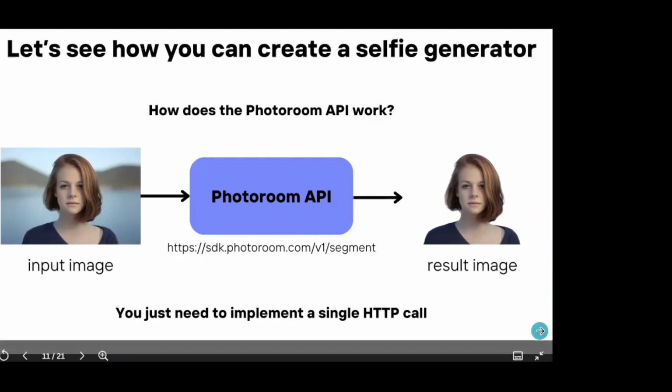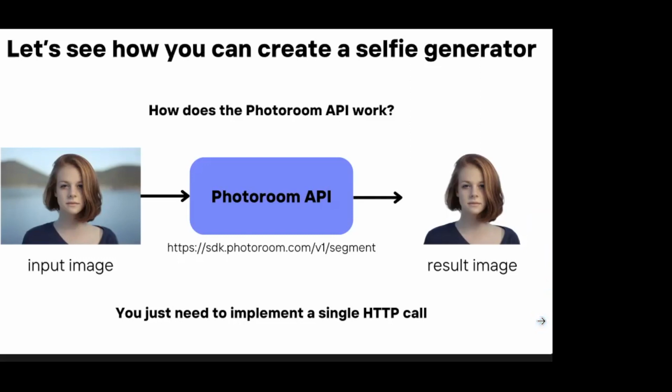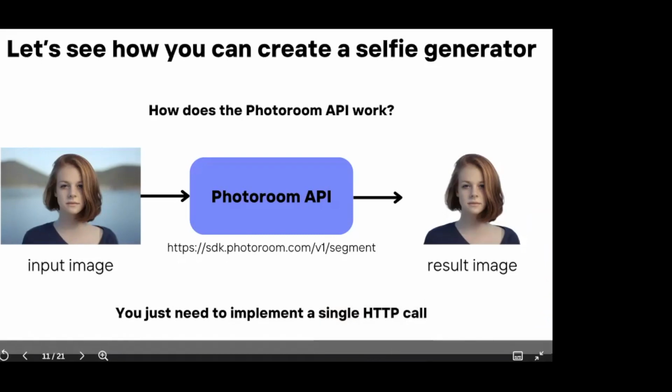to integrate it. The way the Photoroom API works is that you make one network call, one HTTP network call sending an input image, which you can see on the left of the slide, and the API will return to you a result image, which is the original image in which the main subject has been cut out.